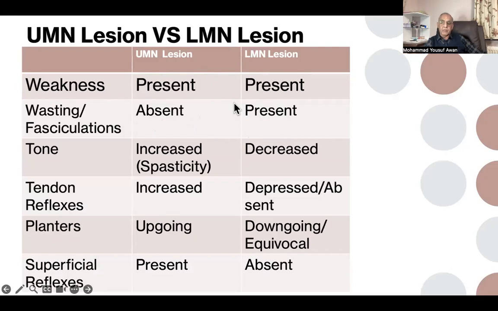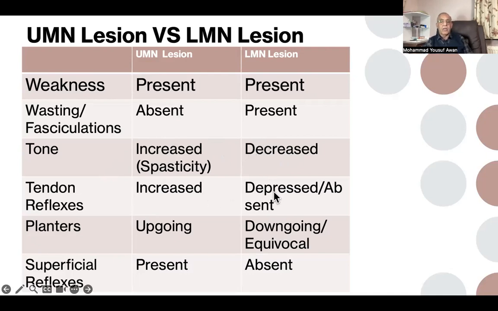So the weakness is present in both types of lesion, but the wasting and fasciculation is present only in the lower motor neuron lesion. Tone is decreased in the lower motor neuron lesion, but is increased in upper motor neuron lesion. The upper motor neuron lesion and the pyramidal tract lesion can cause increase in tone, which causes spasticity, as opposed to the rigidity, which is an extrapyramidal tract lesion, but the tone is also increased. So from the perspective of upper and lower motor neuron lesion, tone is increased in upper motor neuron lesion, while it is decreased in the lower motor neuron lesion.